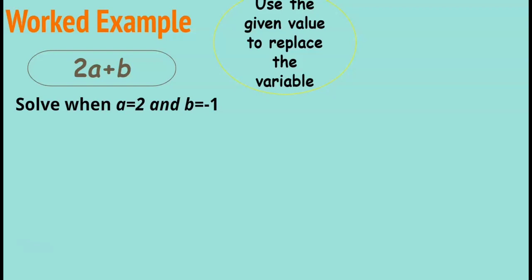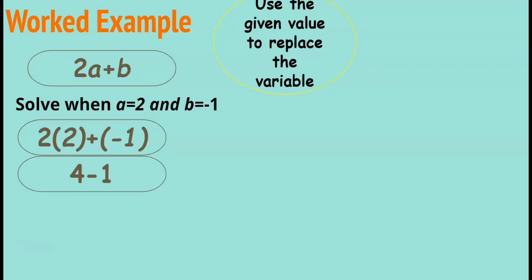It's the same procedure. We're going to use the given value or values to replace the variables. So wherever we see a, we're going to put 2, and where we see b, we're going to put negative 1. So we end up with 2 times 2 plus negative 1, which is going to give us 4 minus 1, which is 3.